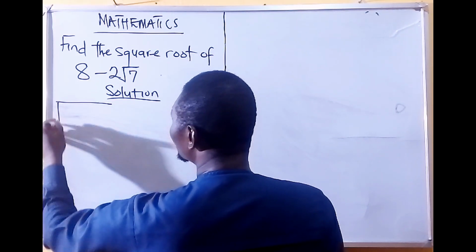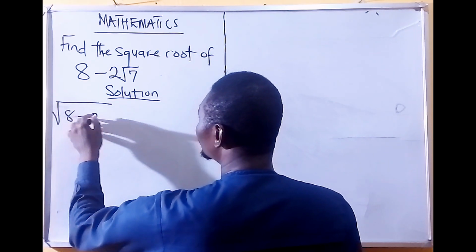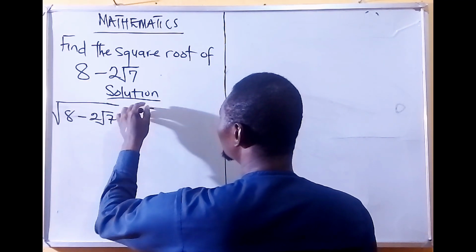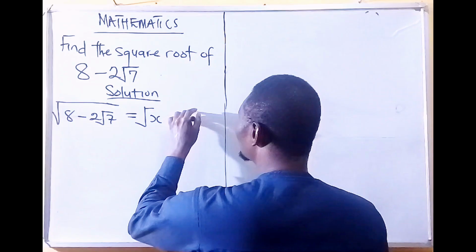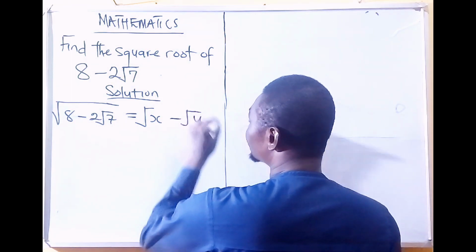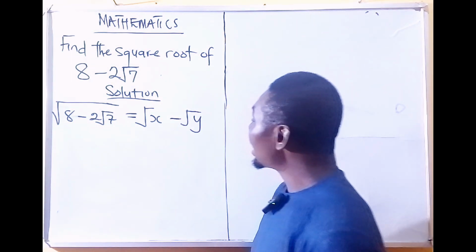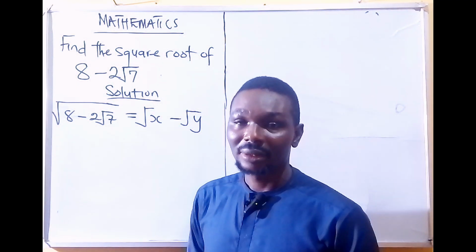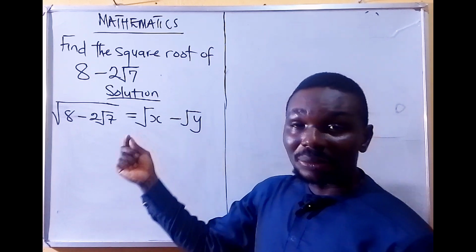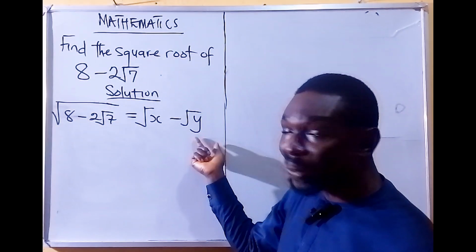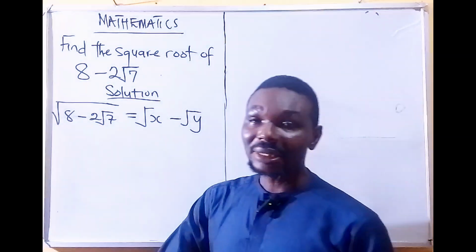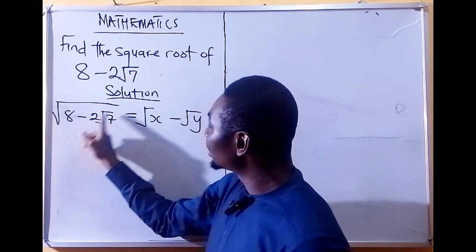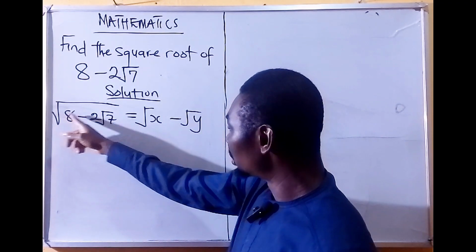We write square root of 8 minus 2 root 7 to be equal to square root of x minus square root of y, where x and y are real numbers. x must be greater than 0 and y must also be greater than 0. So to eliminate the square root, we square both sides.